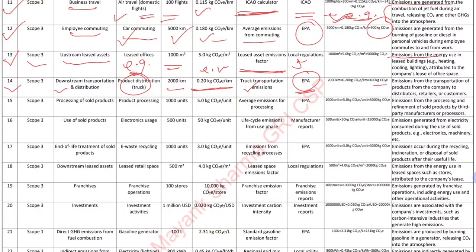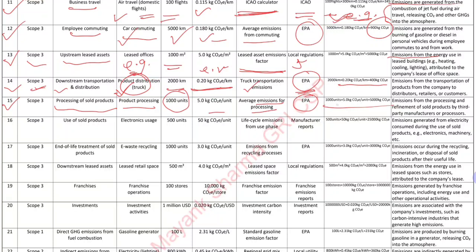So these are emissions from the transportation of products from the company to the distributors, retailers and customers. Basically it is about product distribution, and it's again under Scope 3. The next Scope 3 example is processing of sold products. Let's say we have 1,000 units, this is the emission factor, and again it's based on the average emissions for the processing. We have taken the example of EPA. These emissions are coming from processing and refinement of the sold products by third-party manufacturers or processors.